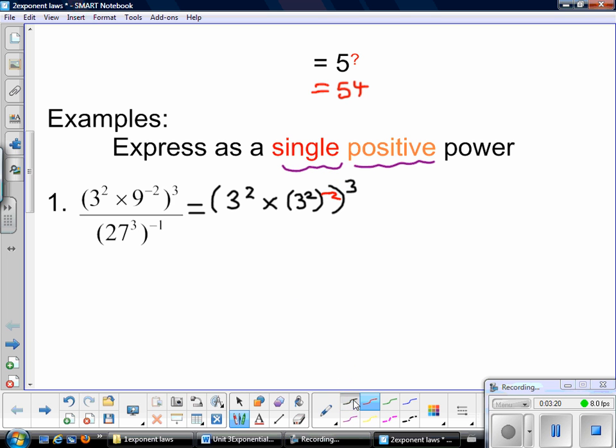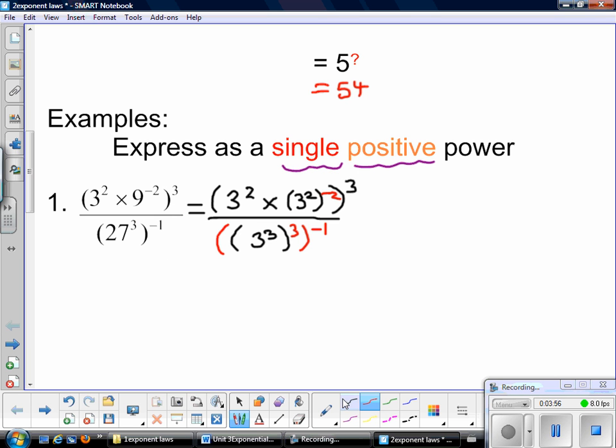Then I'm going to look at my denominator. My denominator right now is a base of 27. Well, the base of 27 can be changed to 3 cubed, and you notice that it is already to the power of 3, so I have to put that back on, and all of it is still to the power of negative 1. So now what you can see is all of my bases are a 3. Now just be careful of the brackets and that you don't miss some of these exponents.